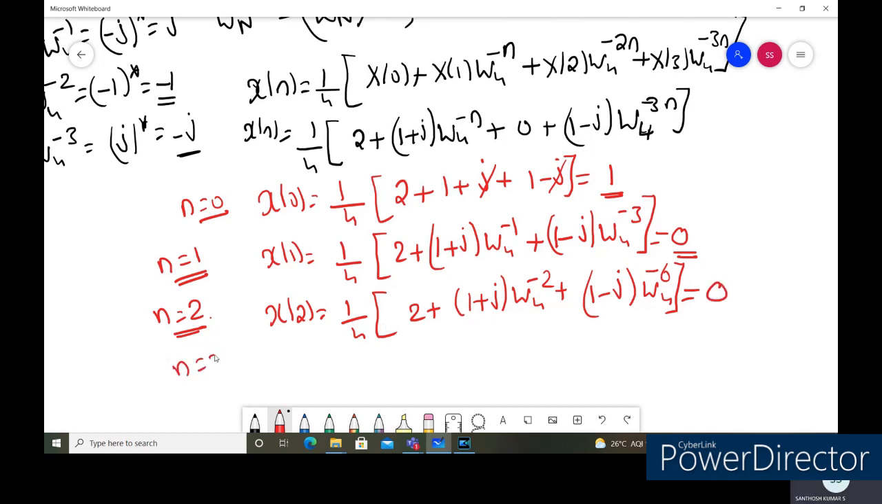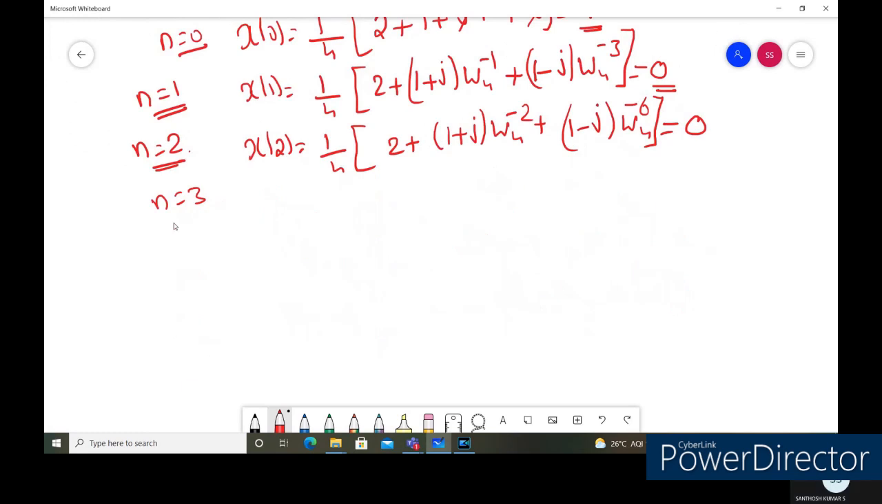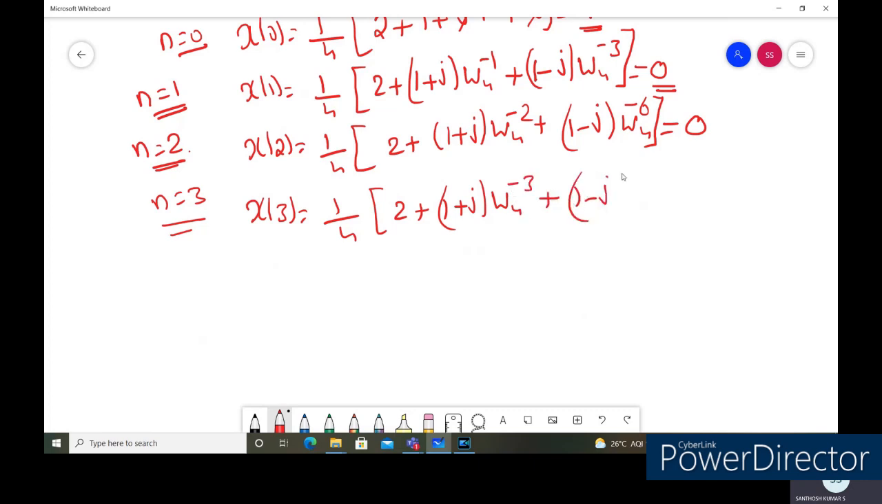And similarly, if I substitute n is equal to 3, it will become 1 by 4 into 2 plus 1 plus j into omega 4 to the power of -3 plus 1 minus j into omega 4 to the power of minus 3 into n, so n value is 3, so it will become -9. If you apply the periodicity property, it is omega 4 to the power of -3, so this value will become equal to 4 by 4, so it will become equal to 1 here.